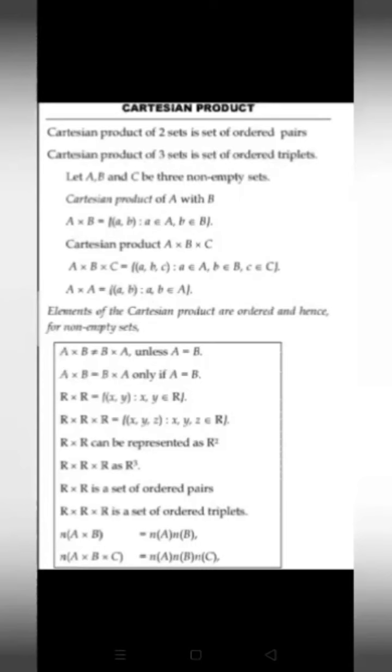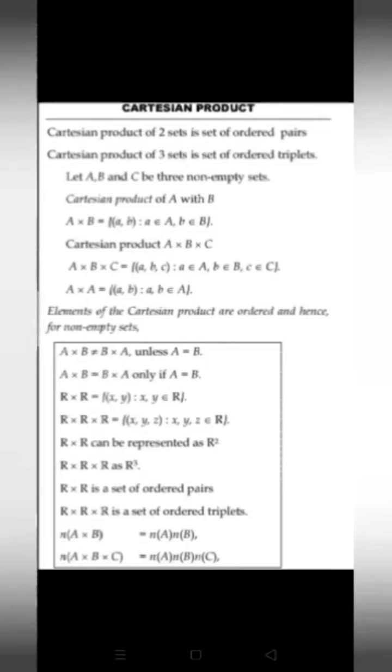Let A, B and C be three non-empty sets. Cartesian product of A with B is defined as A cross B equal to the set of all ordered pairs (a, b) such that a belongs to capital A and b belongs to capital B. Cartesian product of A cross B cross C is defined as A cross B cross C equal to the set of all ordered triplets (a, b, c) such that a belongs to capital A, b belongs to capital B and c belongs to capital C.